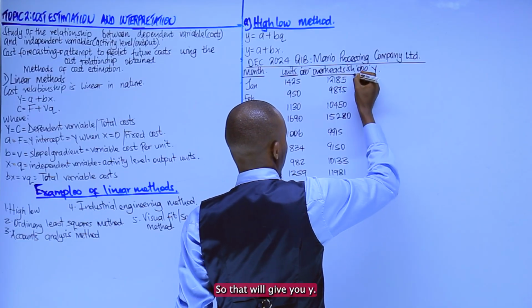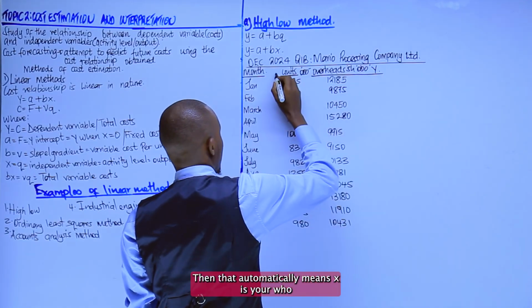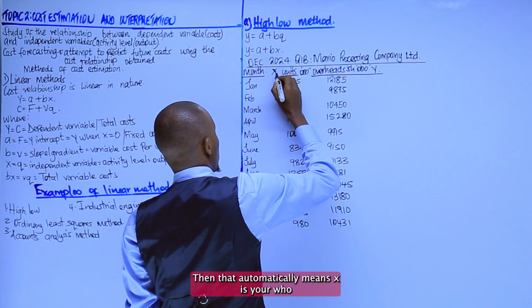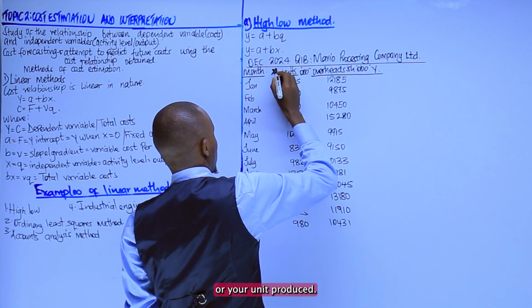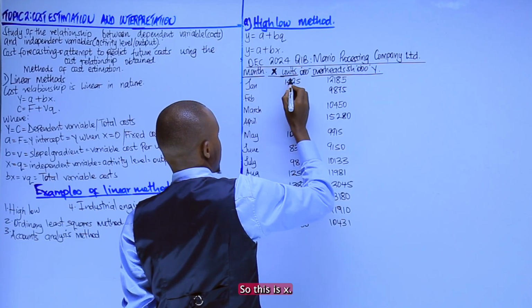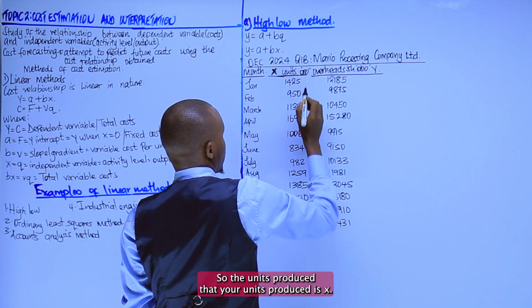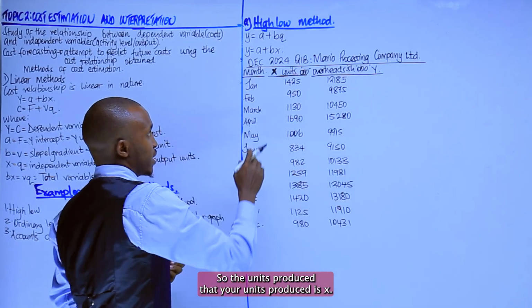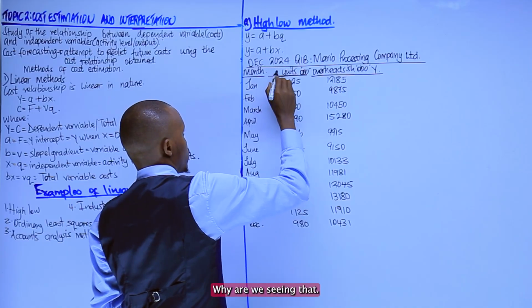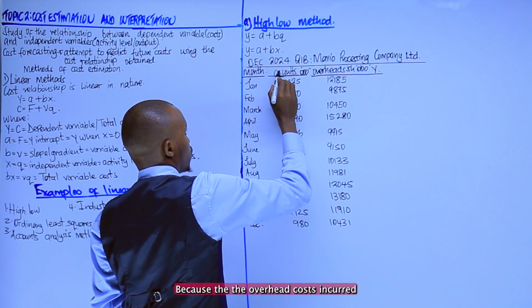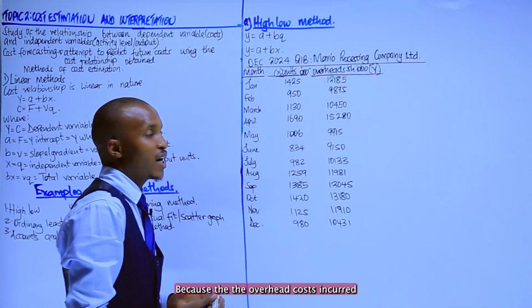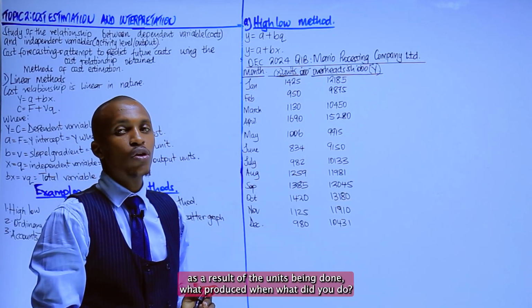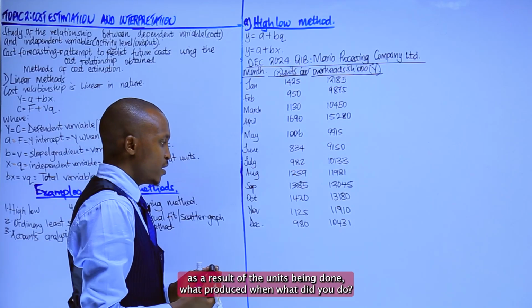So that will give you y. Then that automatically means x is your output, or your units produced. Your units produced is x. Why are we saying that? Because the overhead costs were incurred as a result of the units being produced. Then what did you do?